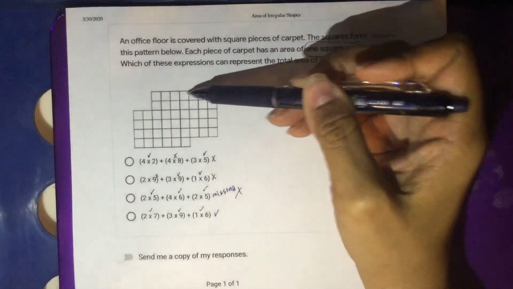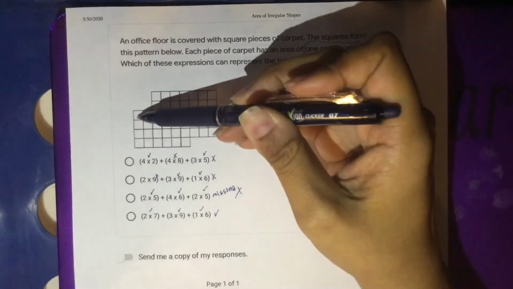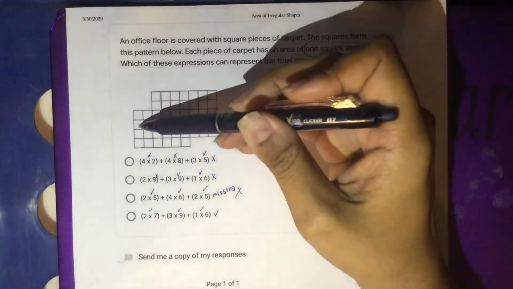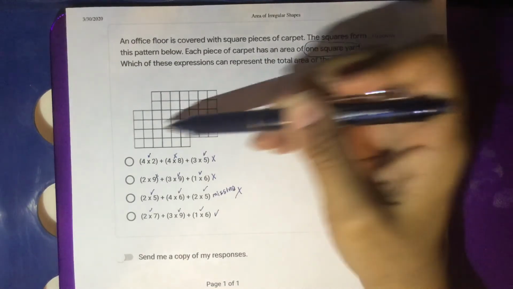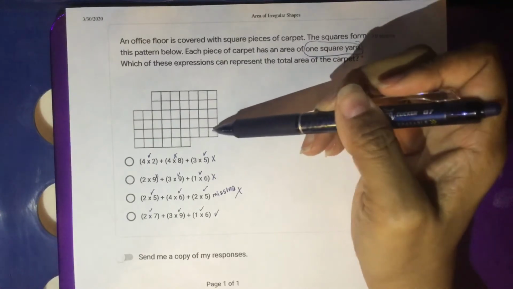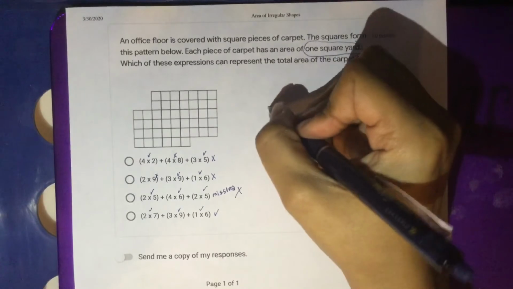1, 2, 3, 4, 5, 6, 7, 8, 9, 10, 11, 12, 13, 14, 15, 16, 17, 18, 19, 20, 21, 22, 23, 24, 25, 26, 27, 28, 29, 30, 31, 32, 33, 34, 35, 36, 37, 38, 39, 40, 41, 42, 43, 44, 45, 46, 47.